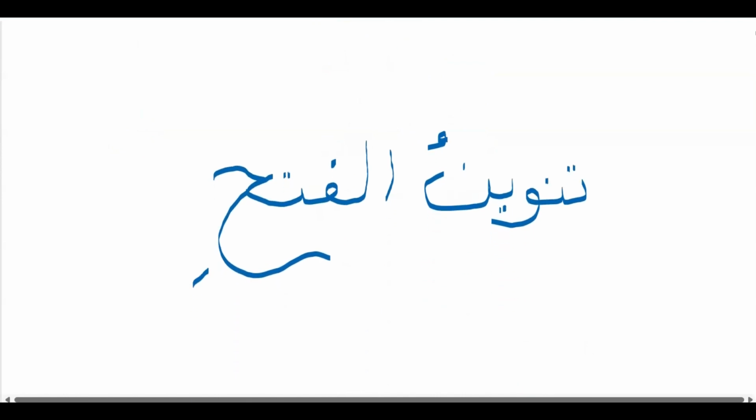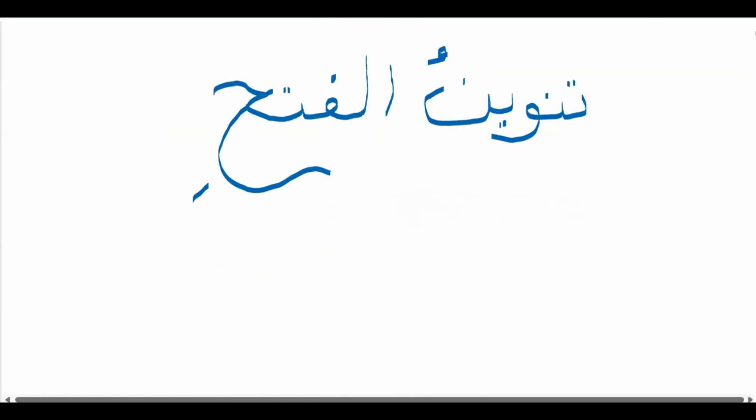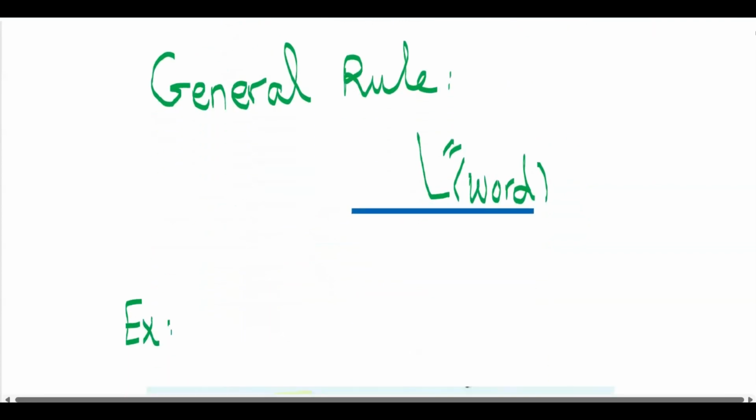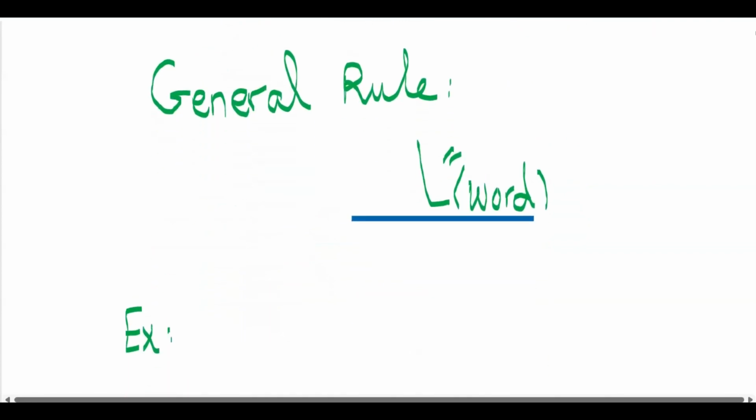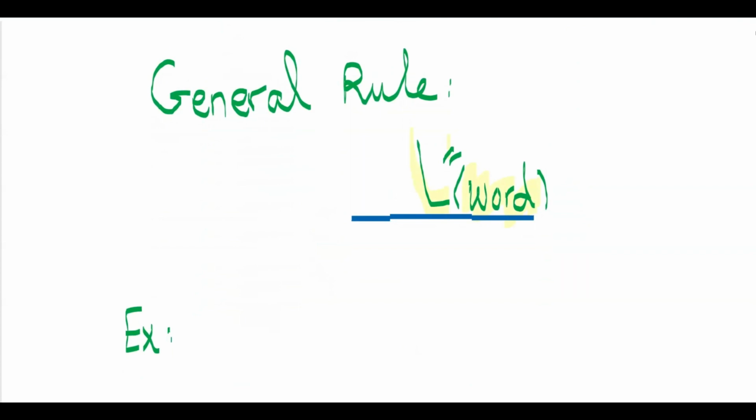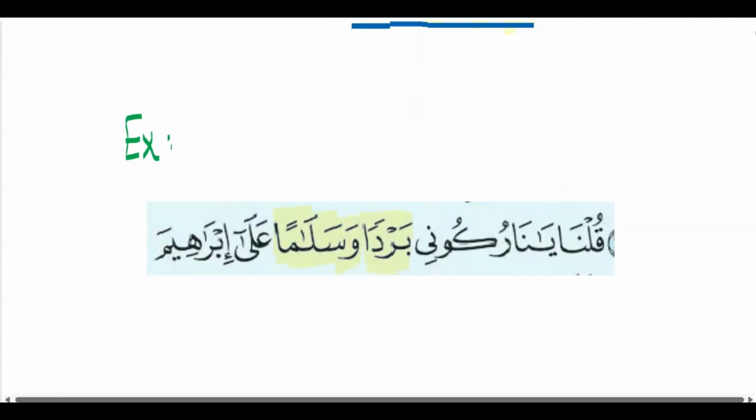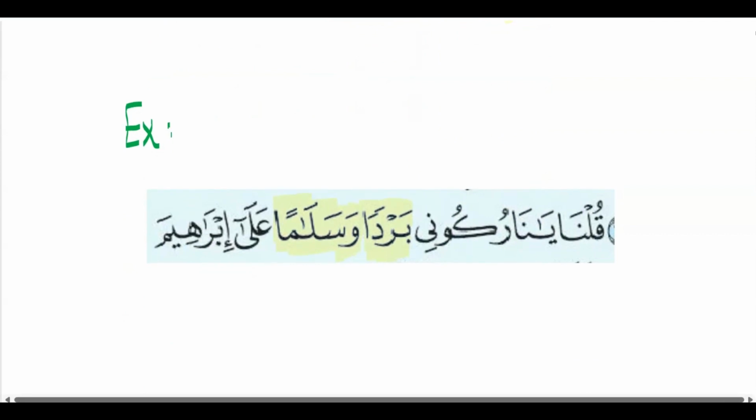So let's talk about tanween al-fath. The general rule is that when you want to add tanween al-fath to the word you have right here, you add the alif and then you add tanween al-fath on the letter just before it. An example. So let's take this example from Surah Al-Anbiya, ayah number 69. I will explain it to you.